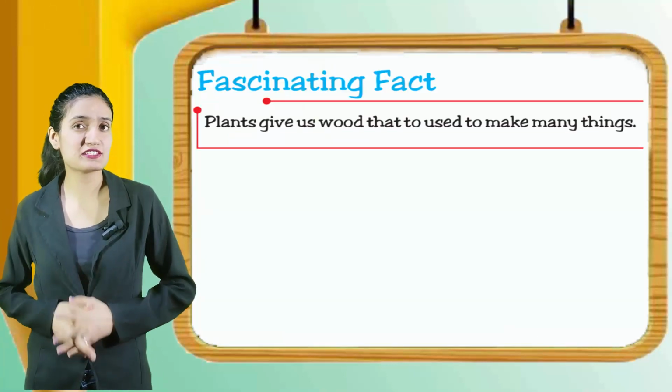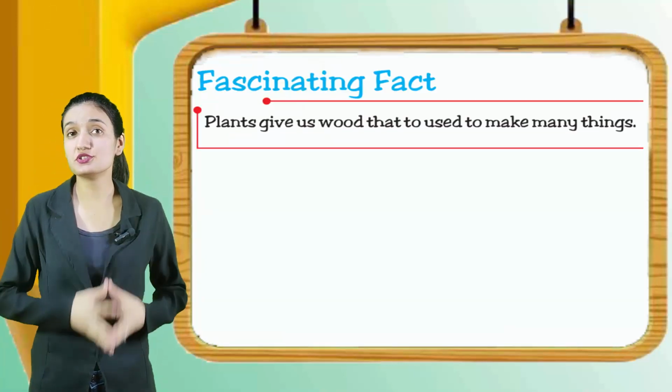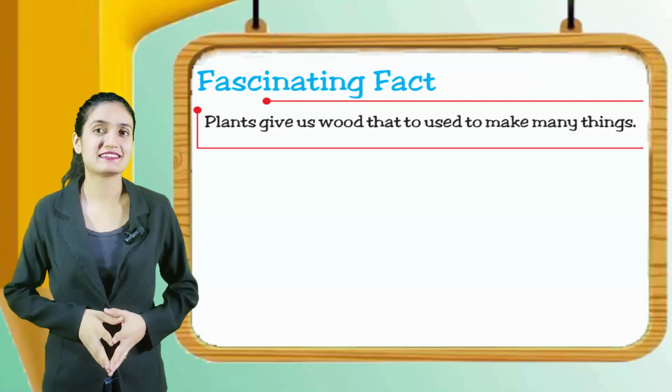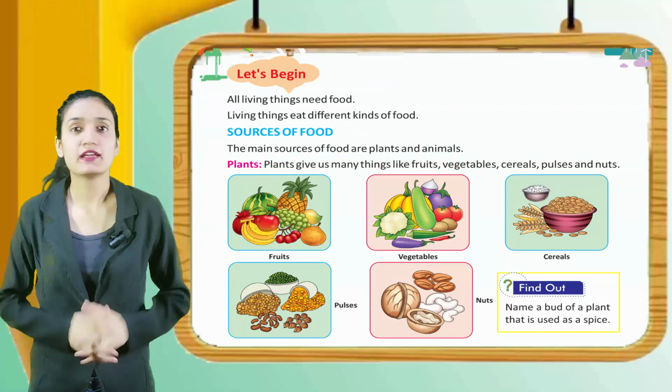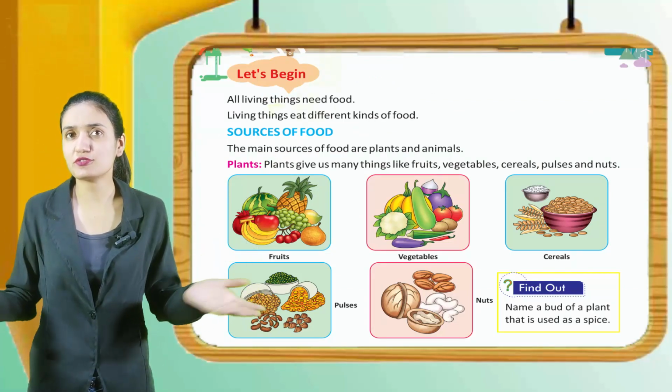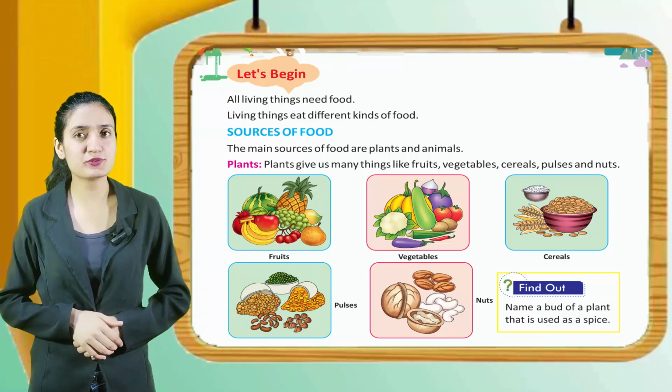Now let's see the fascinating fact. Plants give us wood that we use to make many things. Now let's begin. All living things need food. Living things eat different kinds of food. Kids, you also eat food, right?